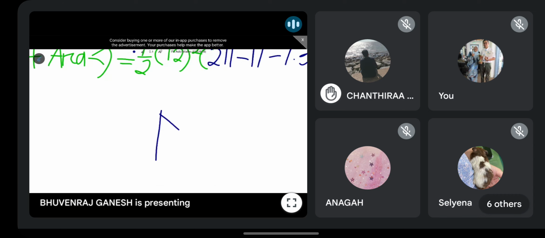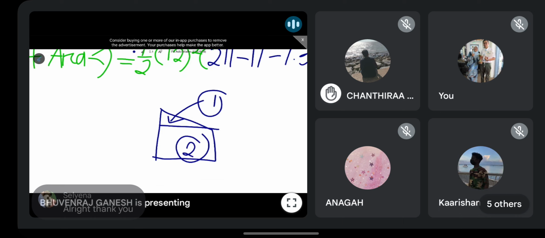Yeah, sure, no problem. It's okay. Yes, you can actually use the area of triangle plus the area of rectangle. Kamu tambah luas segitiga dengan luas segi empat tepat. Okay, so then you can get the area of trapezium.